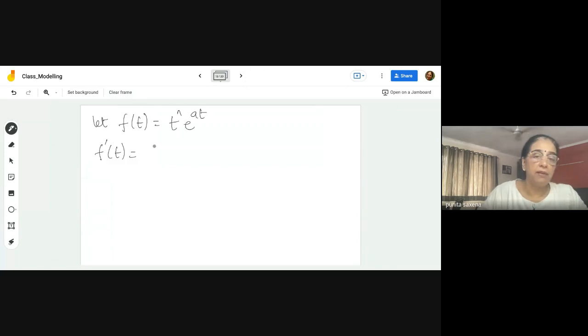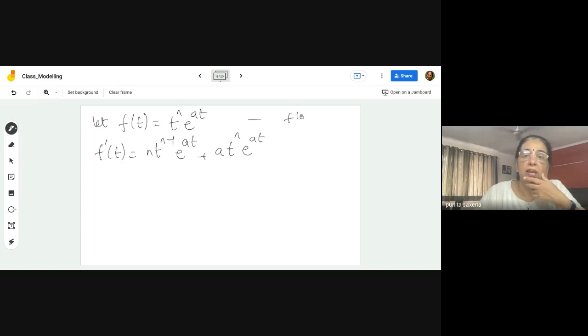Okay, so what will be f dash t? n t to the power n minus 1. This will be the first term plus a t to the power n e to the power at. Now using this, what is f at 0? 0. What is f dash at 0? Again 0.